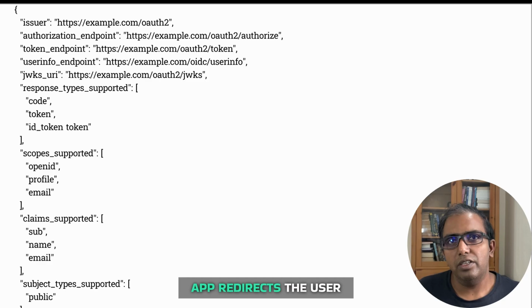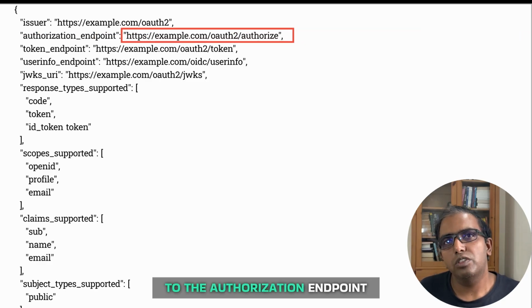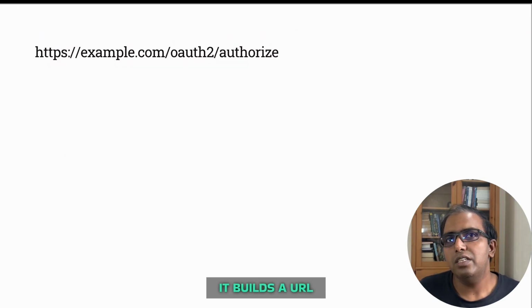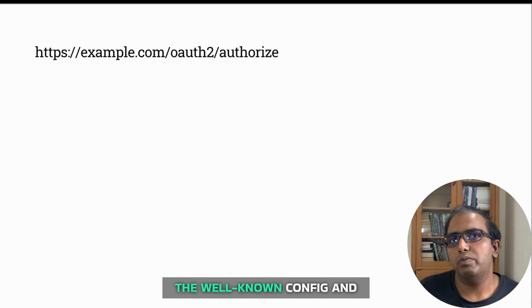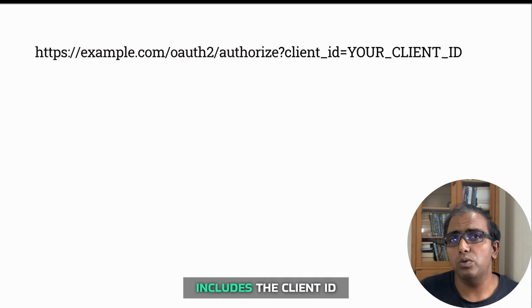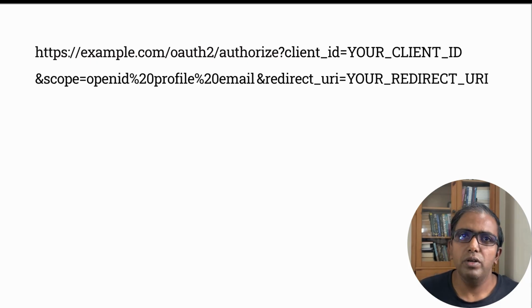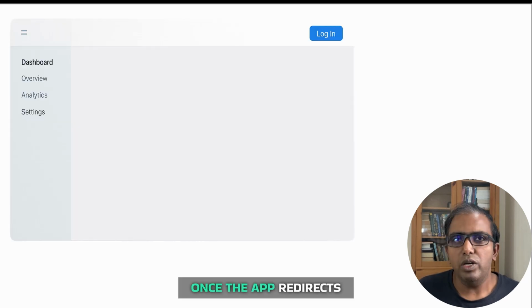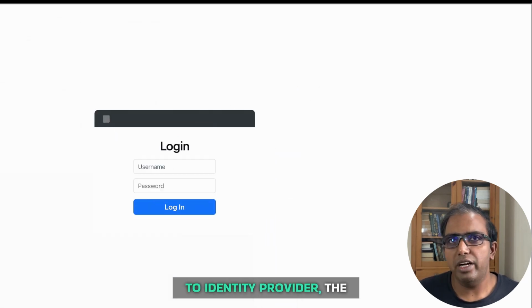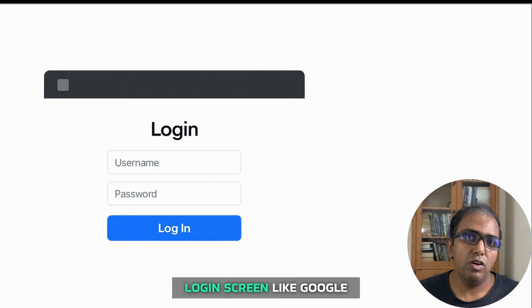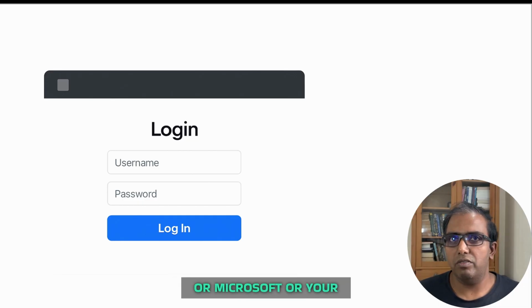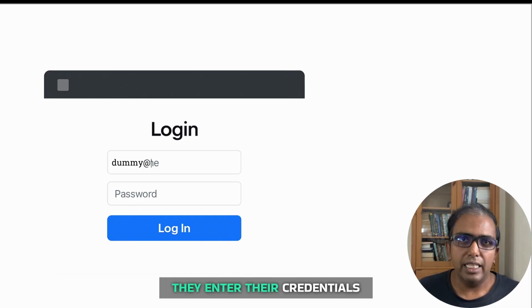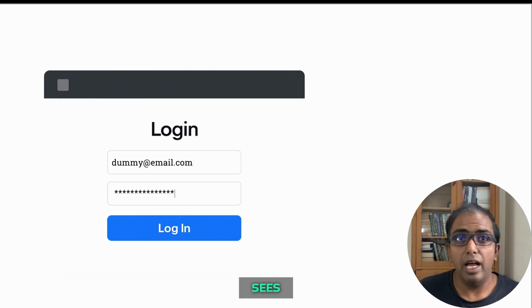To start with, your app redirects the user to the authorization endpoint. It builds a URL using the data from the well-known config and includes the client ID, scope, the redirect URI, and a random state to protect against CSRF. Once the app redirects to the identity provider, the user sees the provider's login screen, like Google or Microsoft or your own enterprise login. They enter their credentials, which your app never sees.